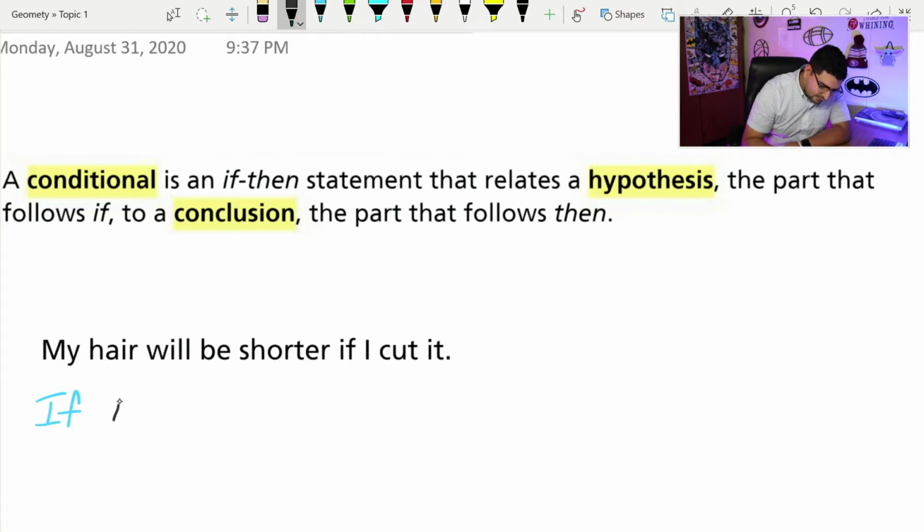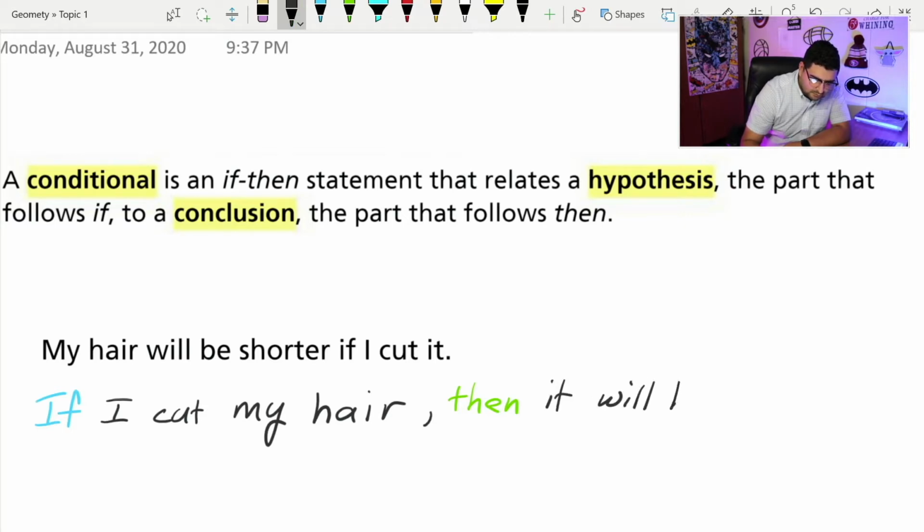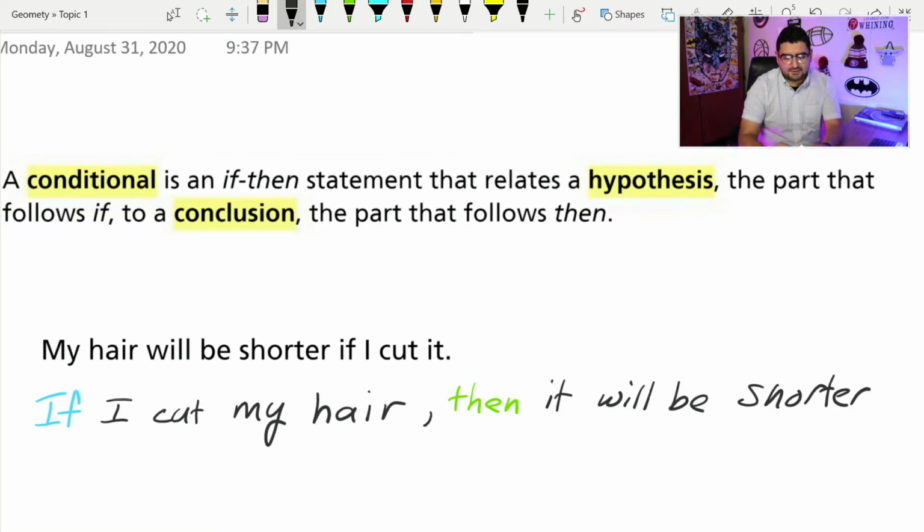comma, then we have our conclusion, then it will be shorter. So we've rewritten the statement so that it's a conditional. And here I can see that my hypothesis in this example would be if I cut my hair.